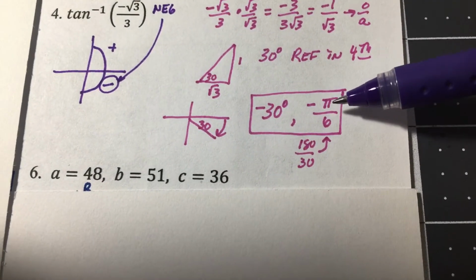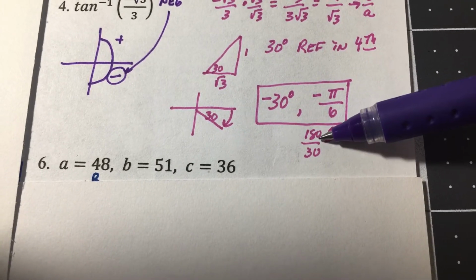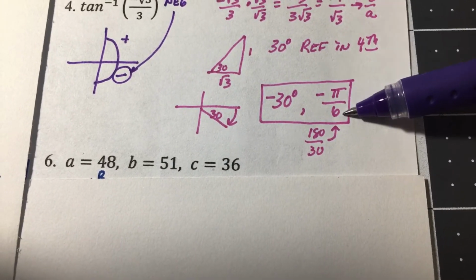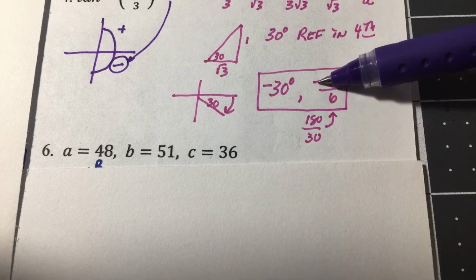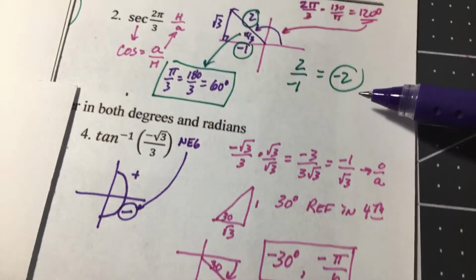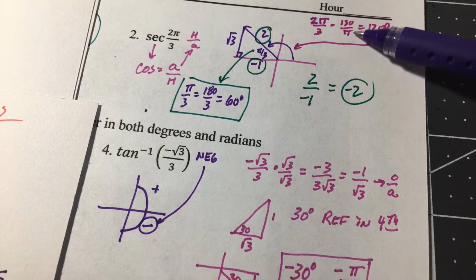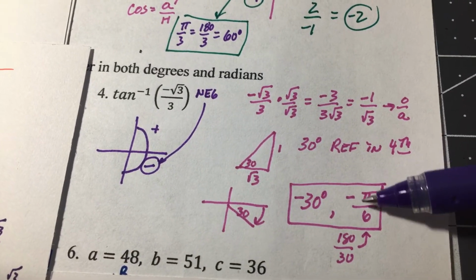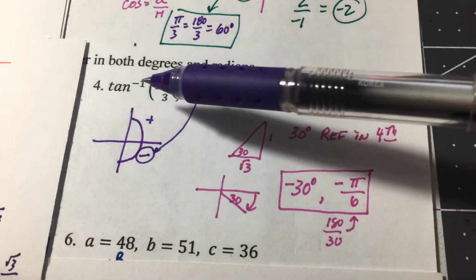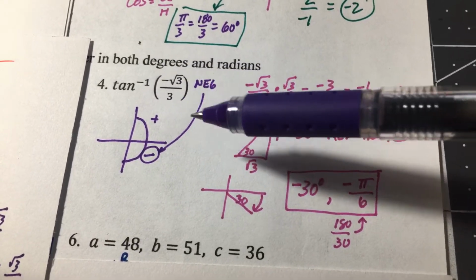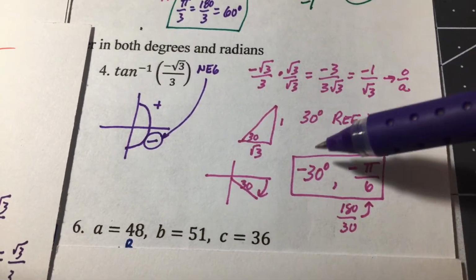Okay. Then you can change it to radians. I just always divide 180 by 30. That tells me what my denominator is. It's 6, so it's negative pi over 6. Or you can multiply by pi over 180, not 180 over pi. Okay? But it's negative because an inverse tangent of a negative has to be in the fourth quadrant.